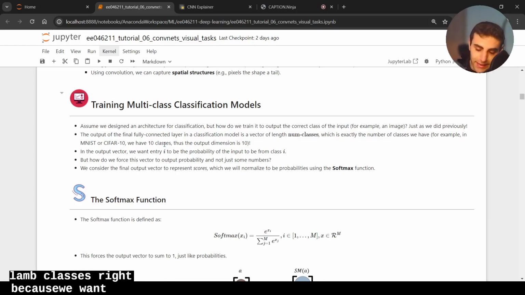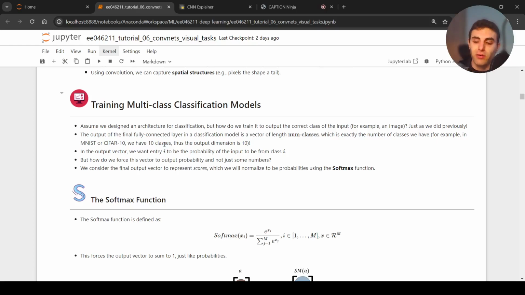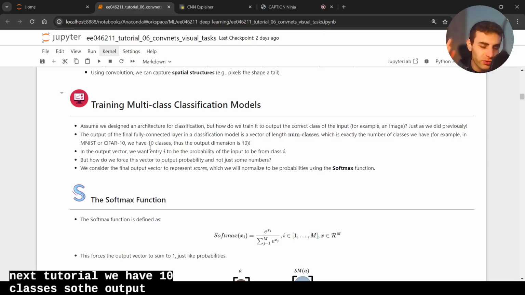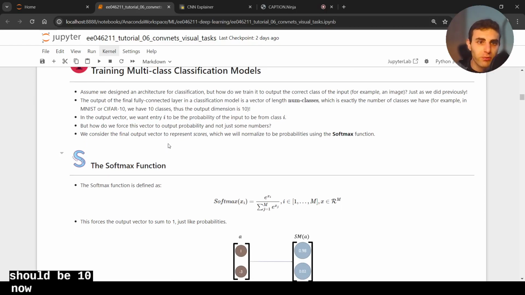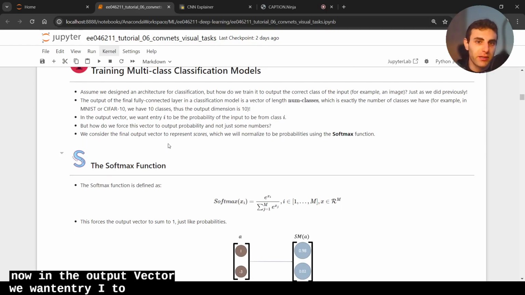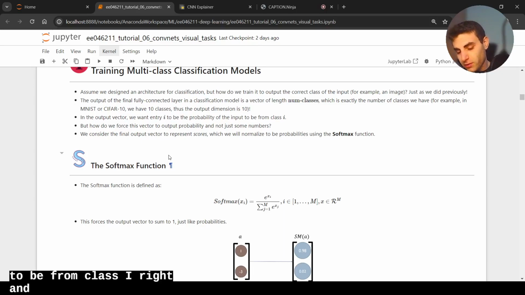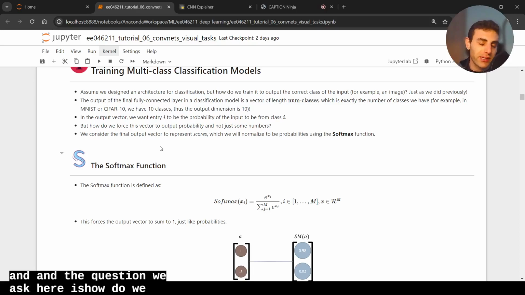Because we want each cell in this vector to give us some quantity or probability of how much the current input is from this class, right? So, for example, in MNIST or CIFAR10, which is what we're going to do in the next tutorial, we have 10 classes. So the output dimension of the vector should be 10. Now, in the output vector, we want entry i to be the probability of the input being from class i, right? And the question we ask here is, how do we encourage the network to output the correct probability?